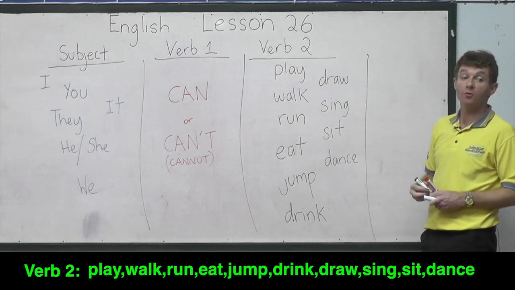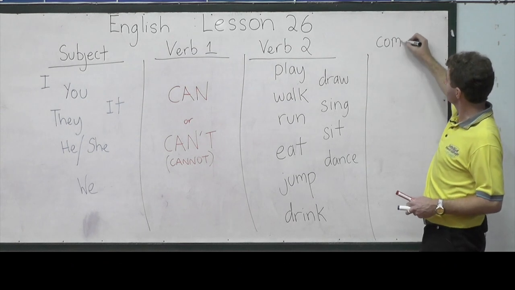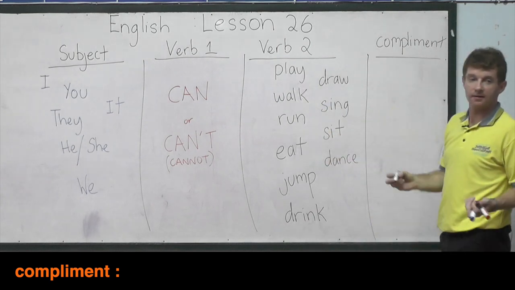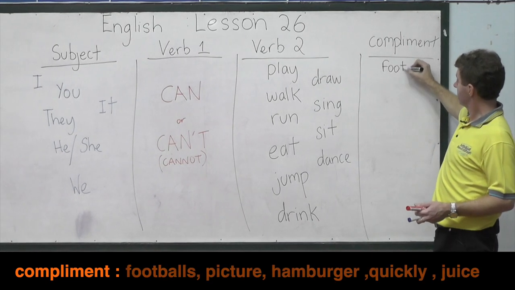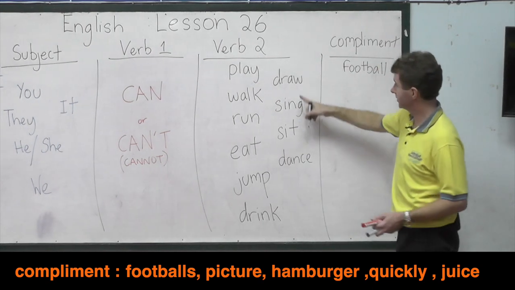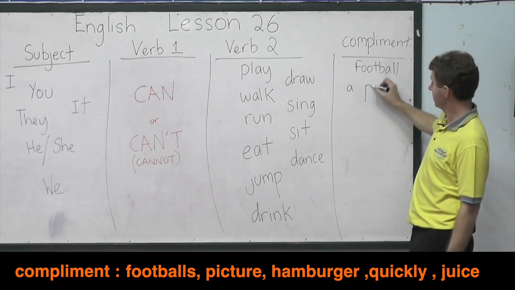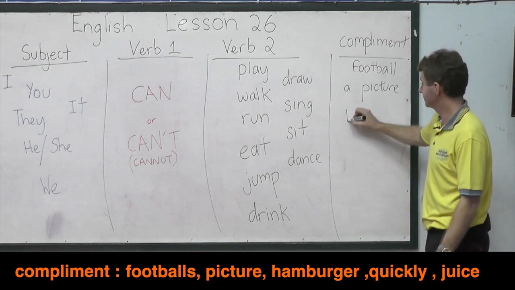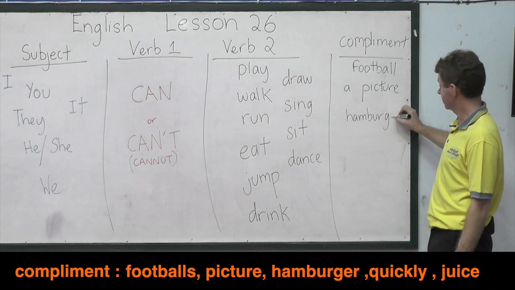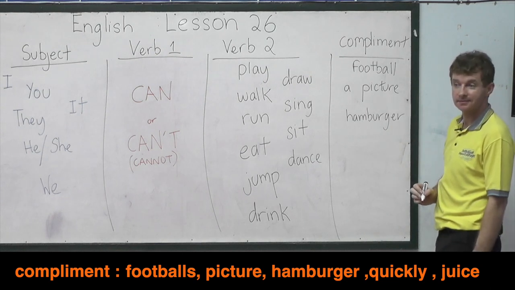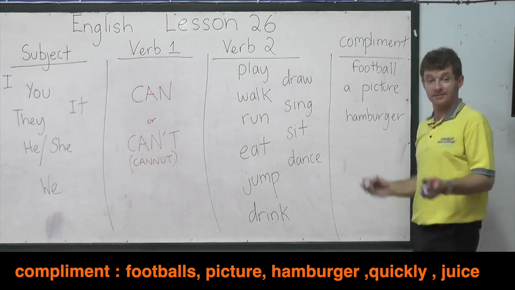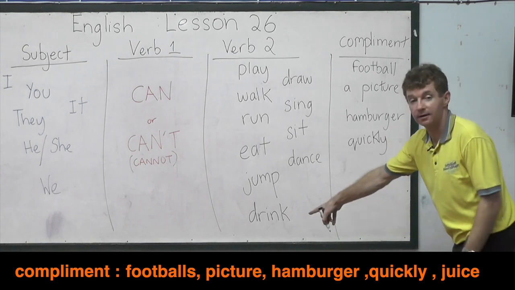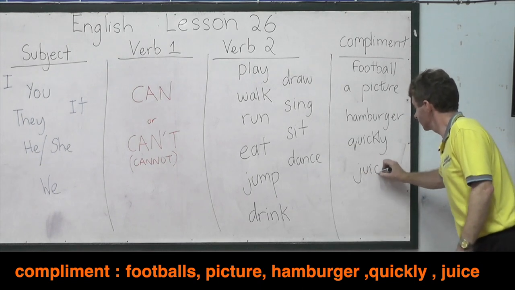And next, after verb 2, we'll have our complement. Like play football. Draw a picture. Eat hamburger. Dance quickly or slowly. Drink juice. But you can think of your own.